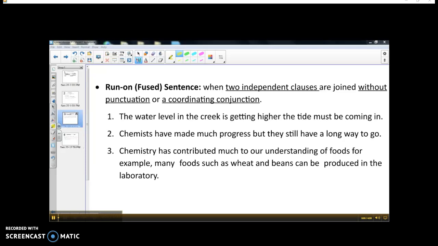Remember, you can do what's known as subordination. Remember, subordination is when you're going to make a dependent clause. So we could change this first clause, the water level in the creek is getting higher, to a dependent clause. So we could say, since, lowercase the t, since the water level in the creek is getting higher, now we need a comma after that introductory dependent clause, the tide must be coming in.